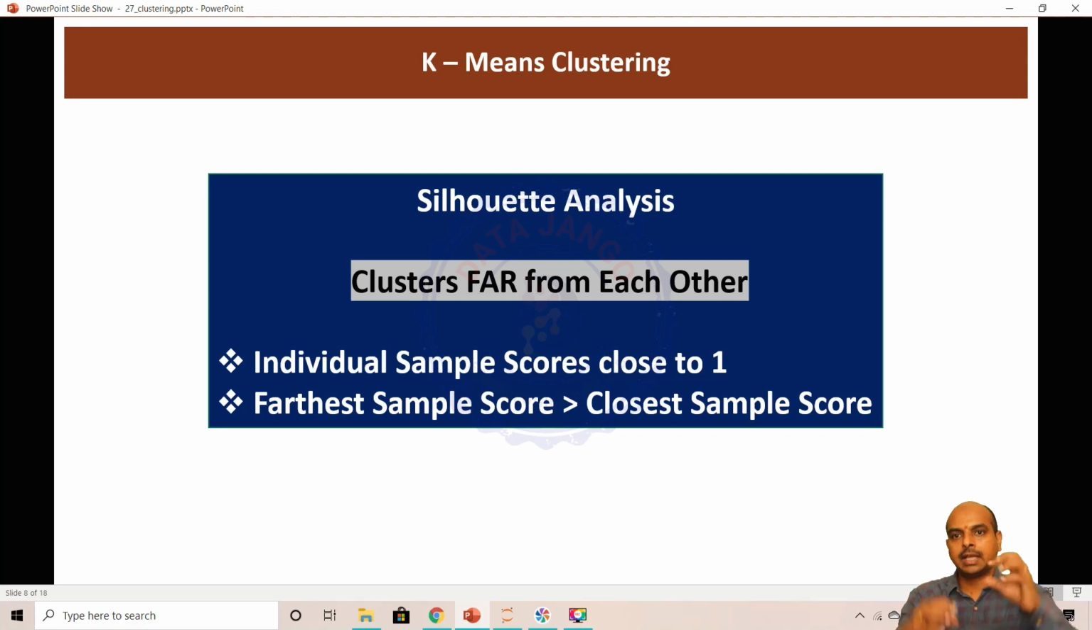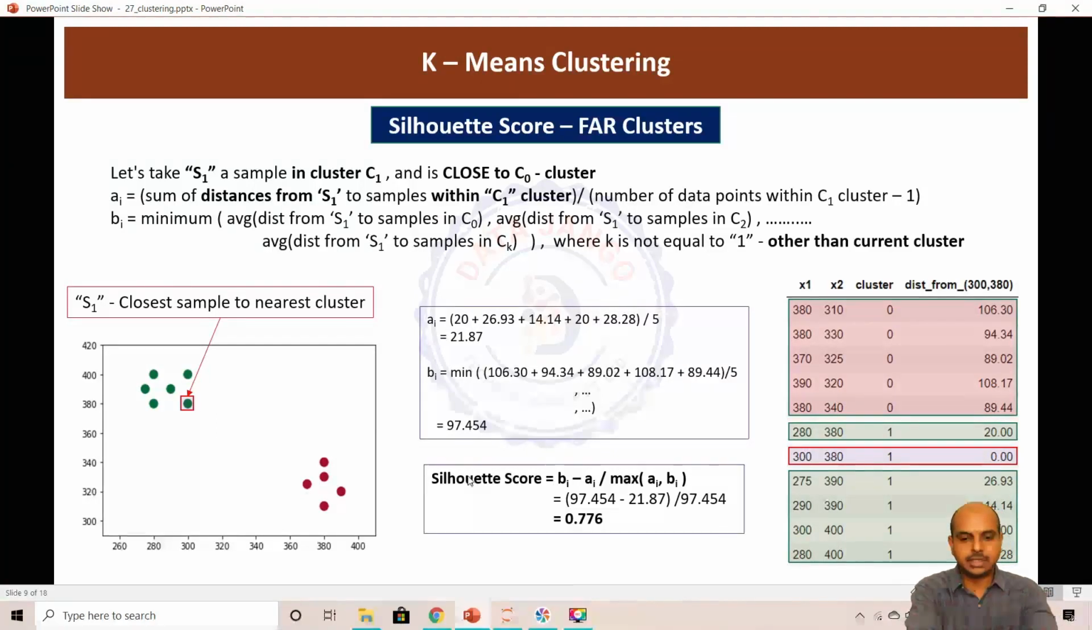The second point is the farthest data point's silhouette score is going to be higher than the closest data point's. If the two clusters are like this, the farthest data point's silhouette score is going to be higher than the closest data point's silhouette score. Let us see how to calculate that. So the silhouette score formula is bi minus ai divided by maximum of ai and bi. What is bi and what is ai?